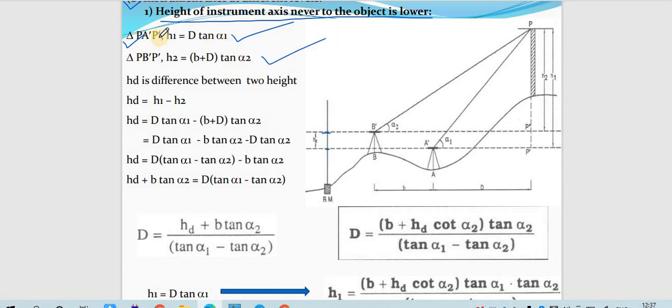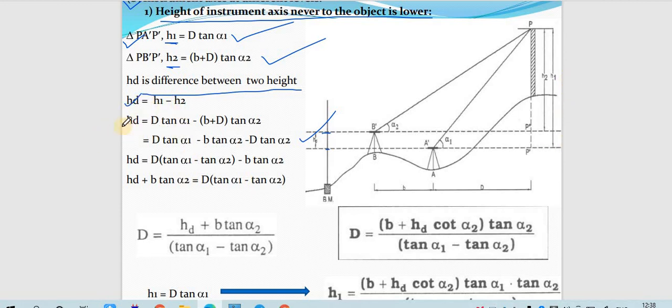Okay, but in this case the values are different on the left hand side. It is h1 and h2. These are not the same. Previously it was the same, but this time it is not. Now hd is the difference between the two heights. As you can see, this level is not the same, so there will be some difference. So h1 minus h2 is nothing but hd. Whichever is greater, we need to consider first, h1 minus h2.